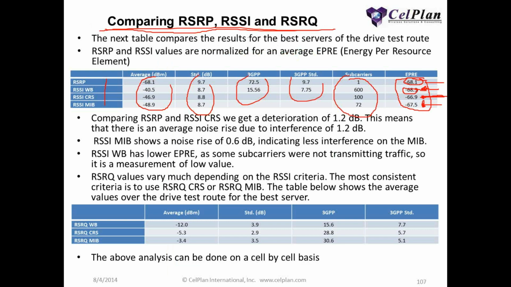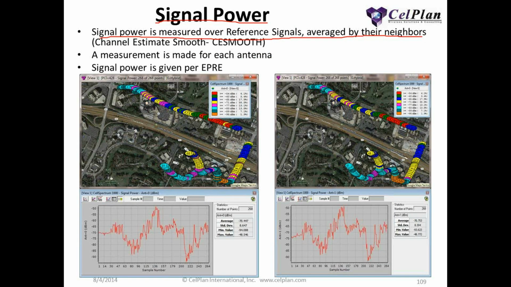Then we can also measure the total signal power, and the signal power is measured over reference signals averaged by their neighbors, so it's measured over CS smooth, and the measurement is done for each antenna. And here you can see that the signal power is very similar for both antennas because they are transmitting the same thing. The noise power is also calculated for each antenna.